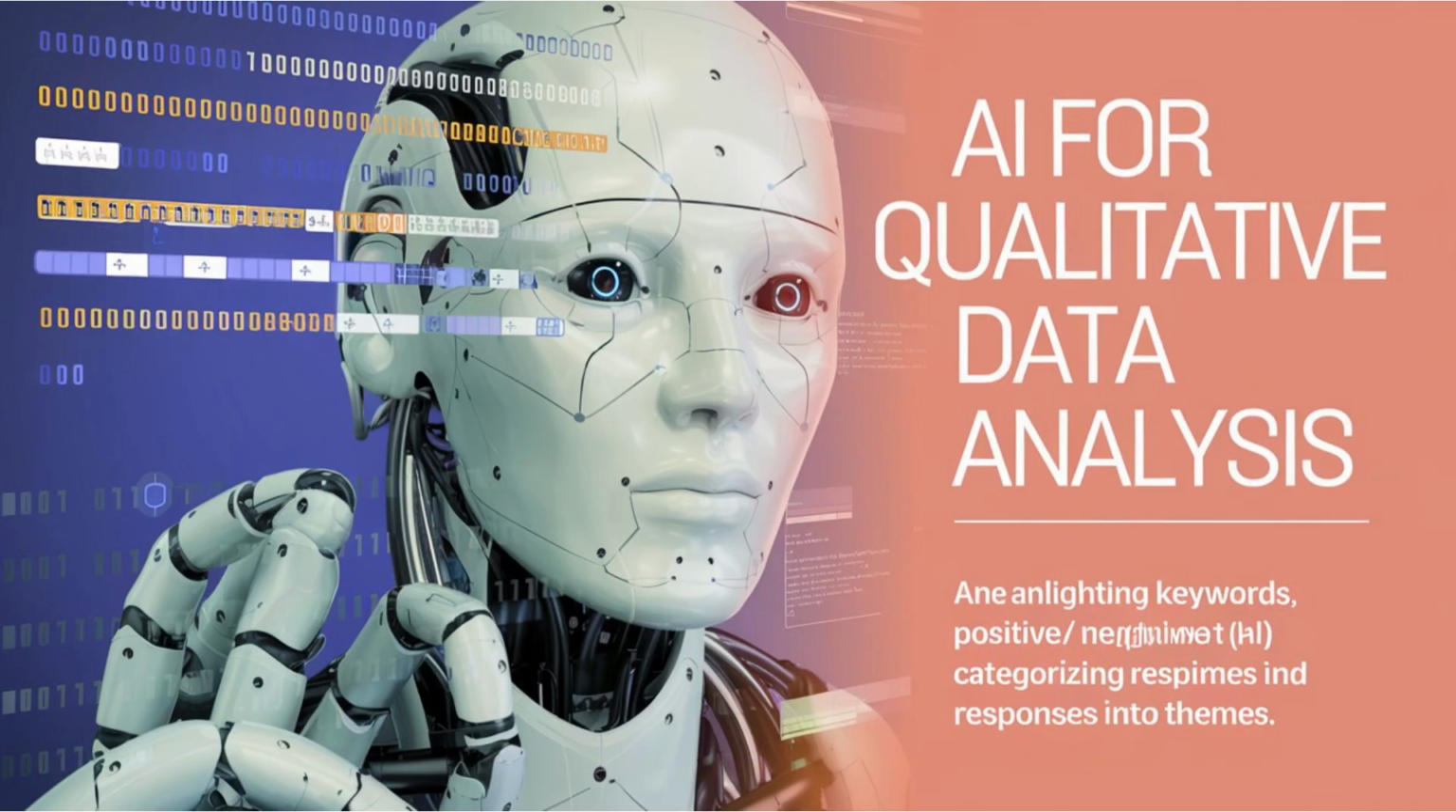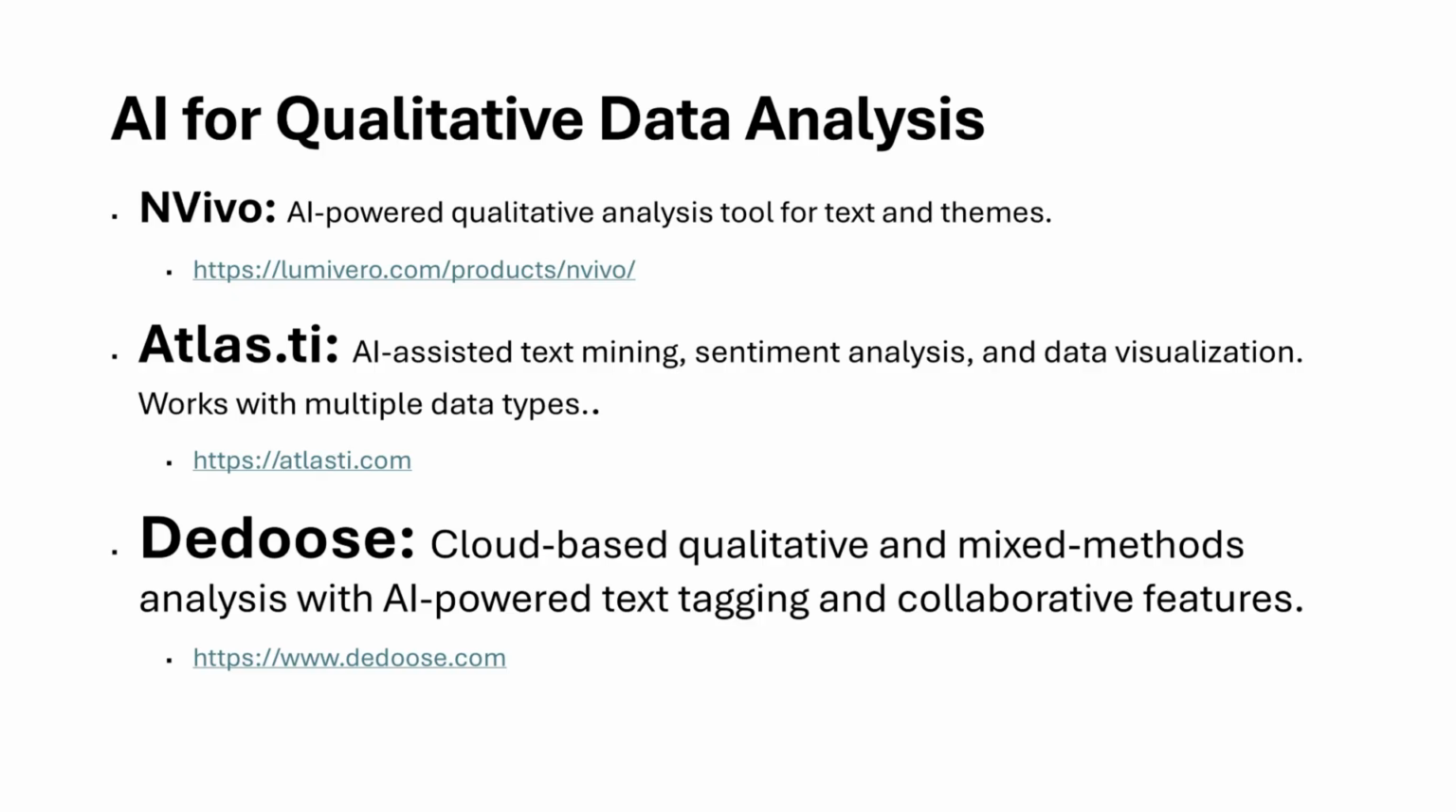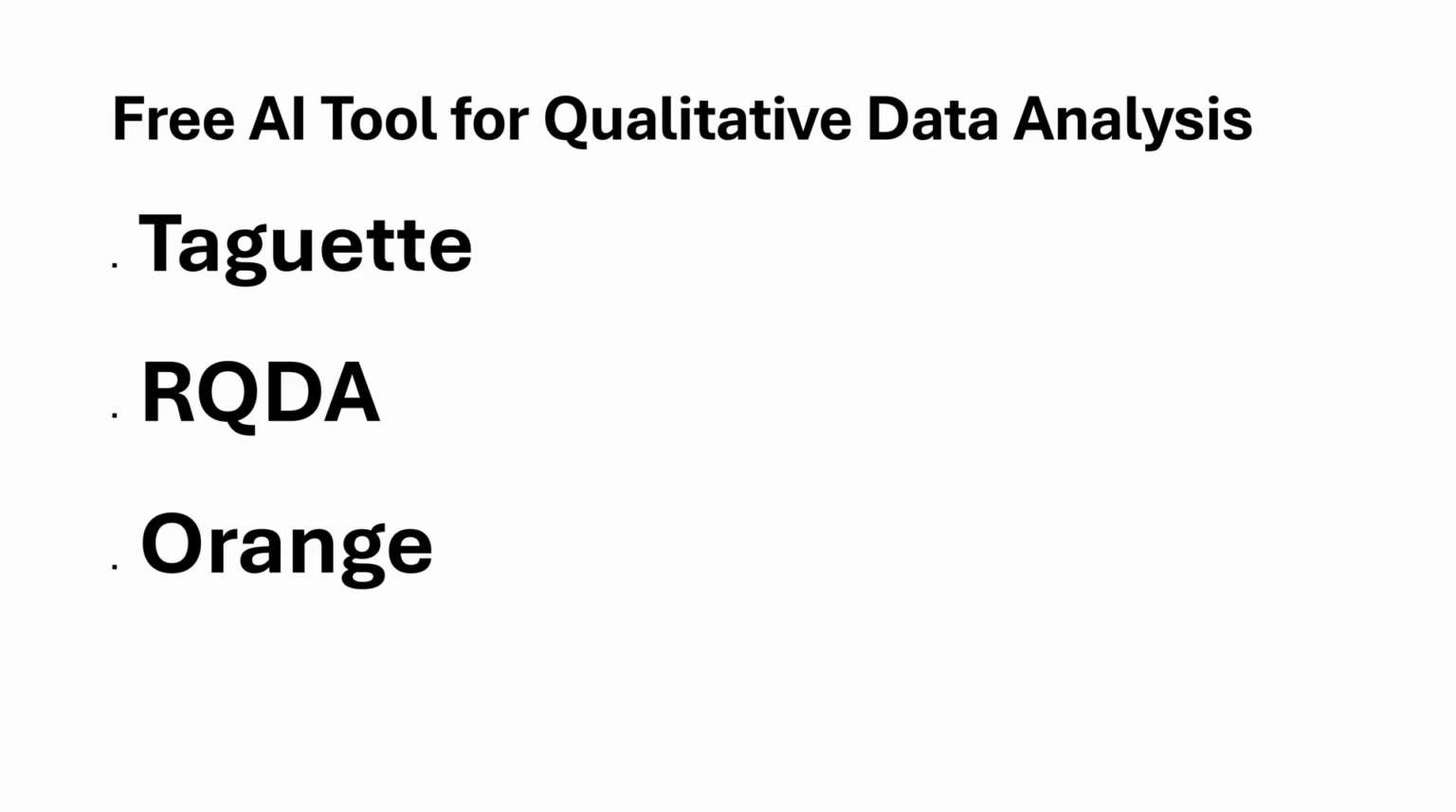AI isn't just for numbers. It can analyze text, find themes, and even detect sentiment. Let's examine some of the best AI tools for qualitative data analysis, such as NVivo, Atlas.ti, and Dedoose. There are also some good free tools like Taguette, RQDA, and Orange.